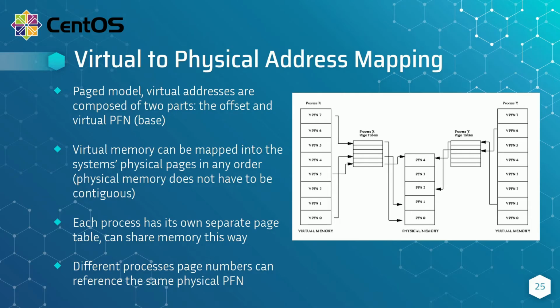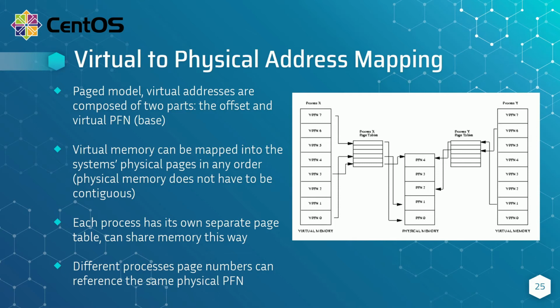All right, here are some concepts that we have already covered in class, so I'll just quickly go through them. This is the virtual to physical address mapping. It's done with page tables, as we know. In the page model, virtual addresses are composed of two parts, the offset and the page frame number, the base. So virtual memory can be mapped into the physical pages in any order. I guess they're called frames in the physical memory. And physical memory does not have to be contiguous.